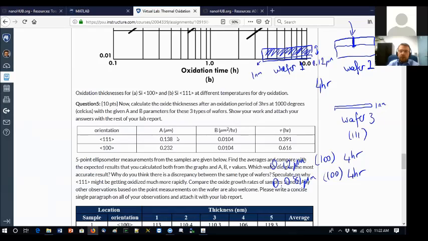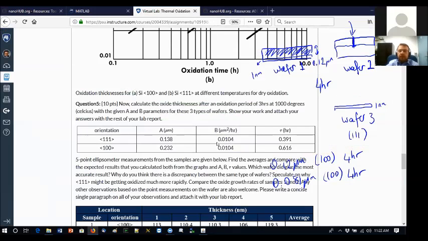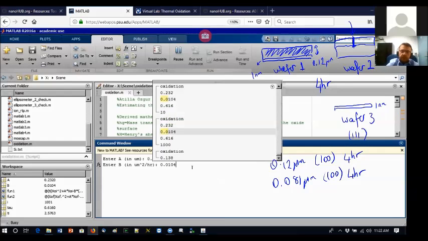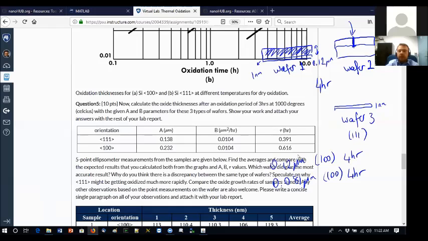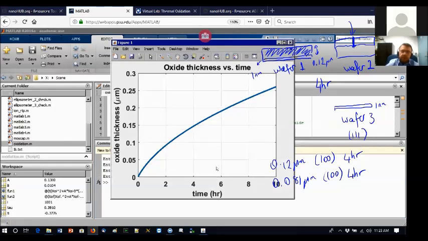I will let you know the parameters. So A is 0.138. So let's enter 0.138. And B is the same. So if you write 0, it's going to come up. And the tau is 0.391. So 0.391. These three parameters. And then it's going to ask us the initial oxide. I will again enter the native oxide of 10 angstroms, meaning 1 nanometer. And at the end of the 4th hour, let's see.